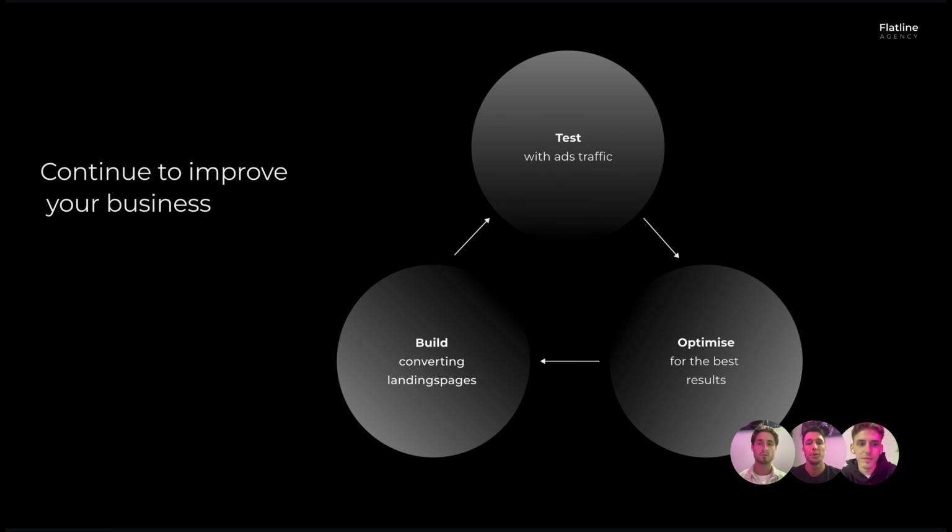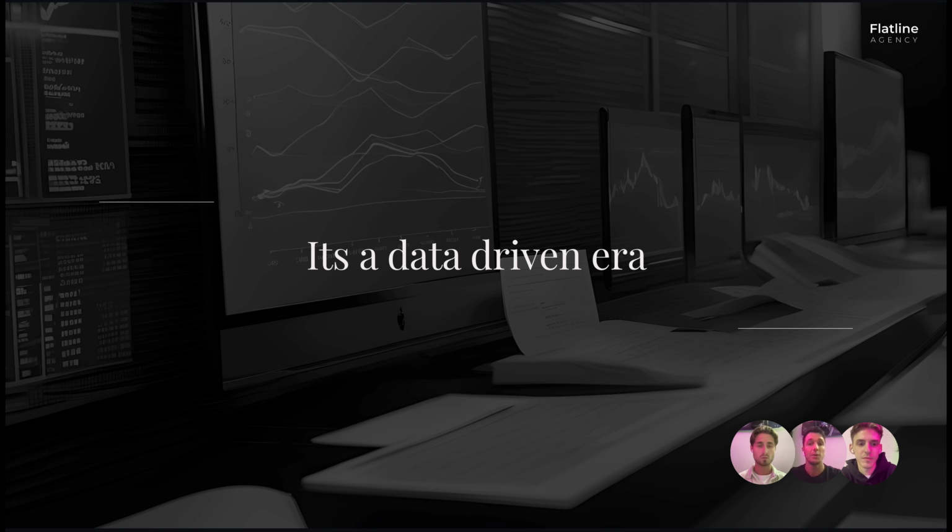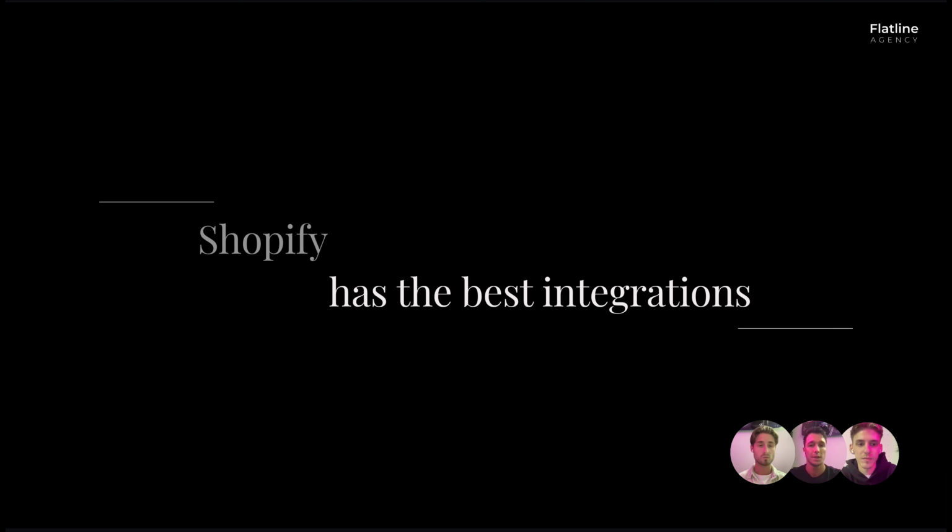This way you can continually improve your business. So first we build a converting landing page, then we test it out with ads traffic, and then we optimize it again to get the best results. So we can do A/B testing, we can do split testing in different ways, we can send different traffic into there, we can make different landing pages, and all this is like a circle. We just loop and loop and loop to improve your web shop, to improve your lead magnet campaigns. All these different business models we can improve with this blueprint. And it's now a data-driven era, so we can measure everything, and that's the strength of this strategy right now.